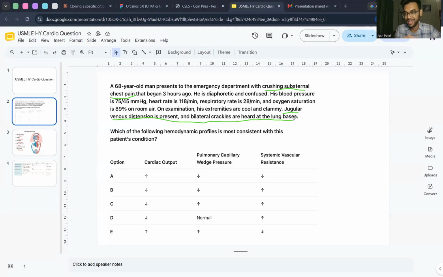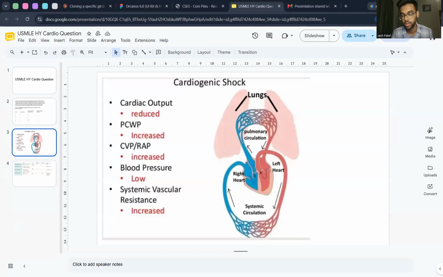I'll discuss this more elaborately in the next slide. But basically, what we can infer is that the patient has acute myocardial infarction complicated by cardiogenic shock. Right? Now, let's understand cardiogenic shock in detail first. This is an illustration which I got off the internet to explain the concept of cardiogenic shock.